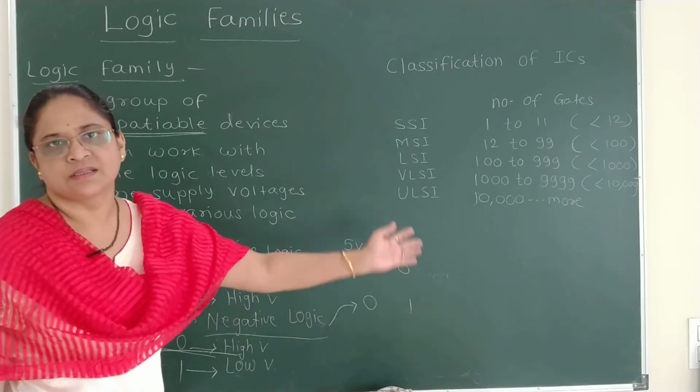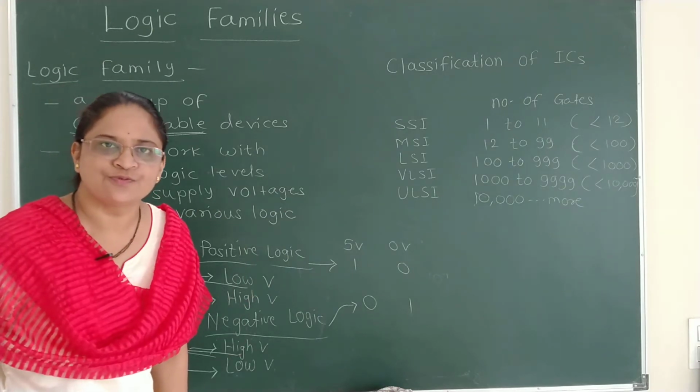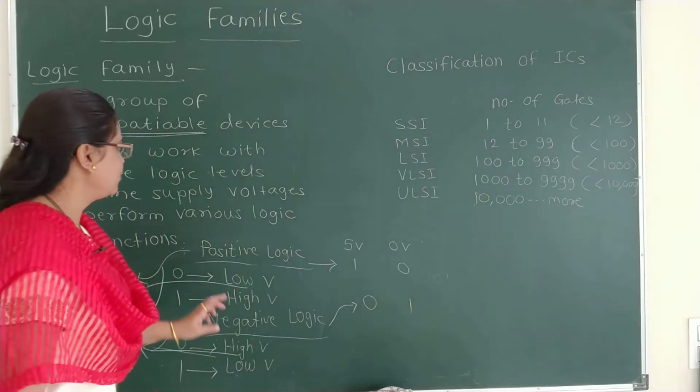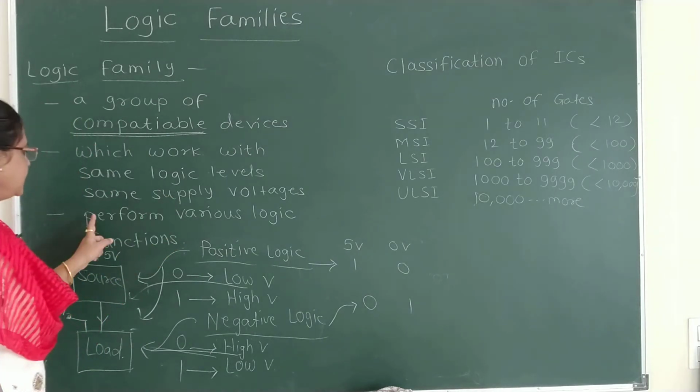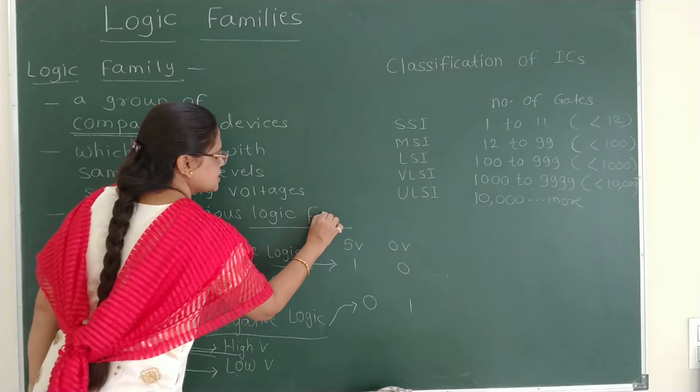Plus 5 volt has to be used for all the circuits, or plus 9 volt is to be used for all the circuits. So the same supply voltage is also required, and they have to perform various logic functions. So what are logic functions?